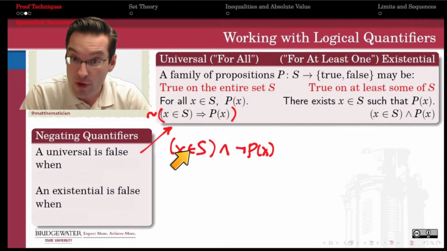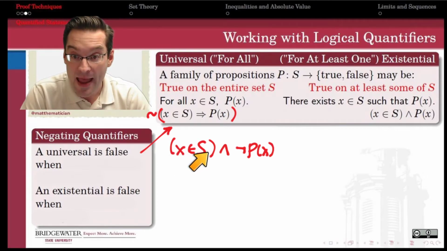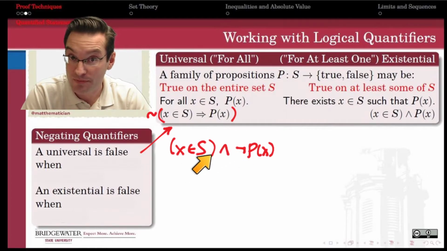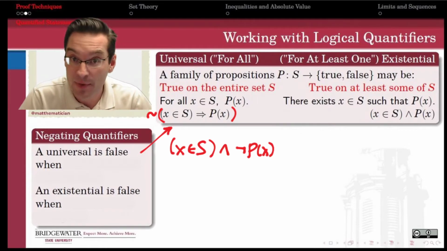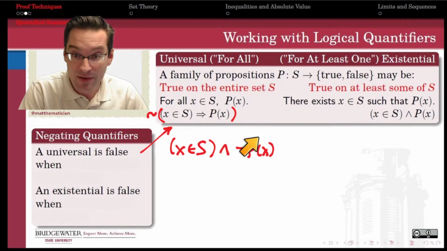And so in order to prove that it's not true that all prime numbers are odd, I would just have to find a prime number, an x which belongs to my set of prime numbers, which is not odd, and have both of those statements be found to be true. And the obvious example, in fact the only example, is the number 2. Right? 2 is prime, and 2 is not odd. Therefore, we've shown that this universal statement is false.